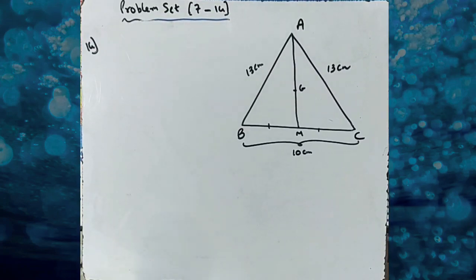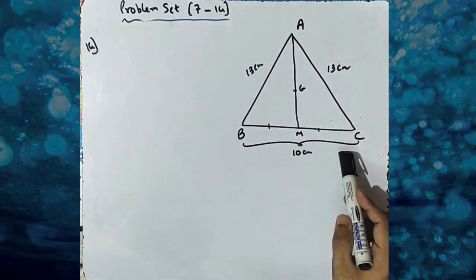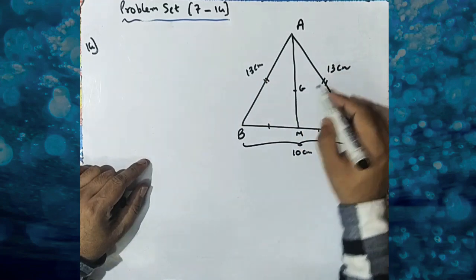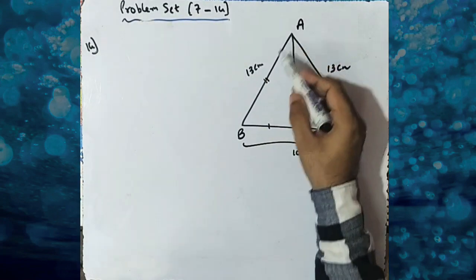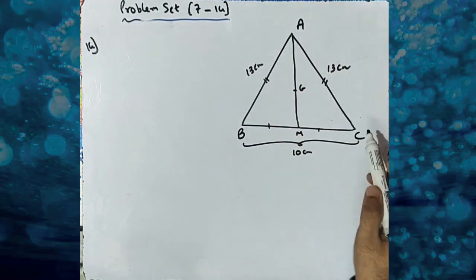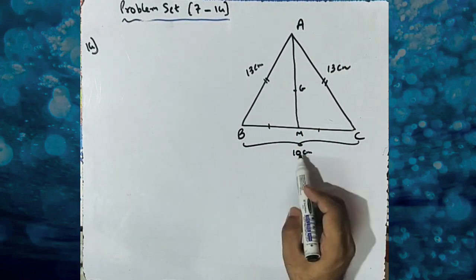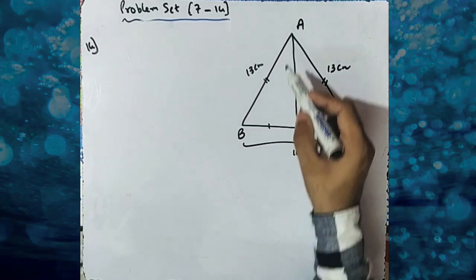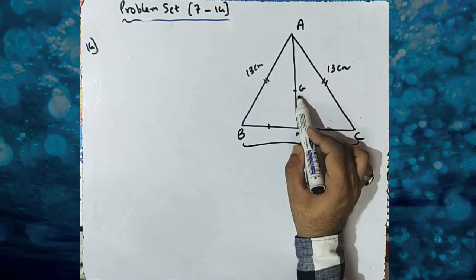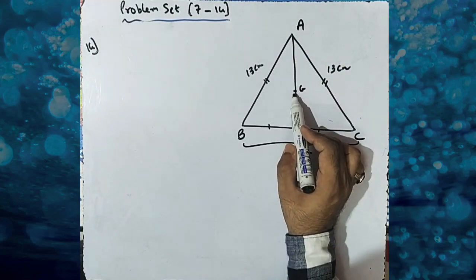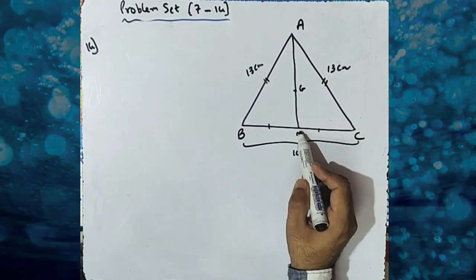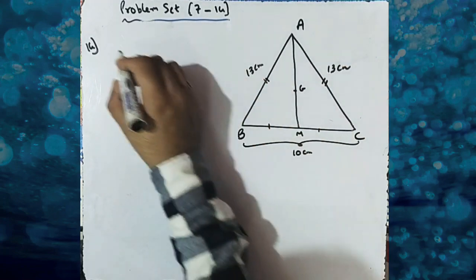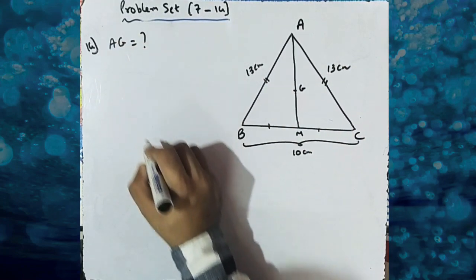In the 14th sum, there is one isosceles triangle. The length of the congruent side is given as 13 centimeter. The two congruent sides over here are AB and AC. They both are 13 centimeter. The base is 10 centimeter and find the distance between the vertex opposite to the base and the centroid. Here G is the centroid. Centroid G lies on the median. We have to find the length of AG.